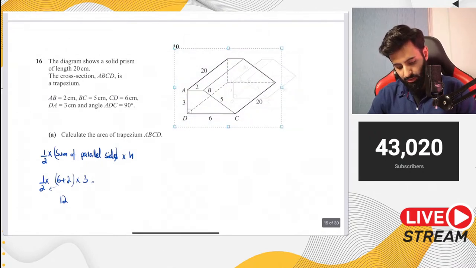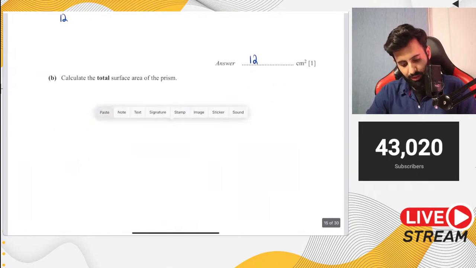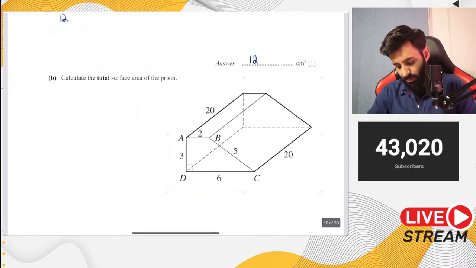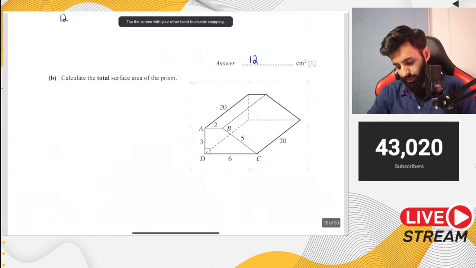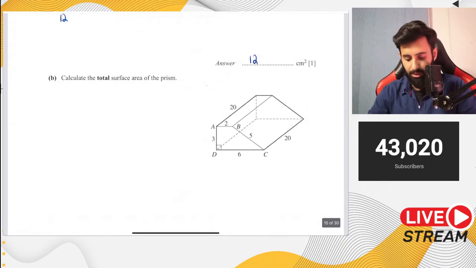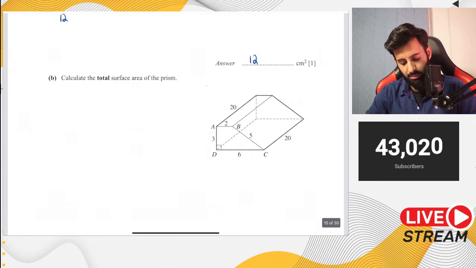Given that you know the formula. If you don't know the formula, then you will think about what to do. Okay. And I will not recommend that you find out the area of all the faces and then add it up. Okay. Although that is a way to do it. But if you remember the formula, that will make life easy.